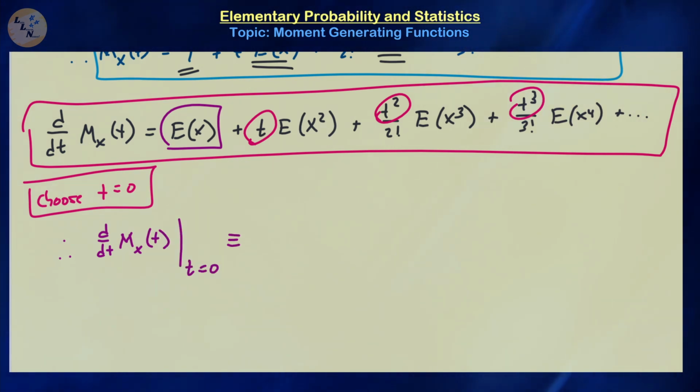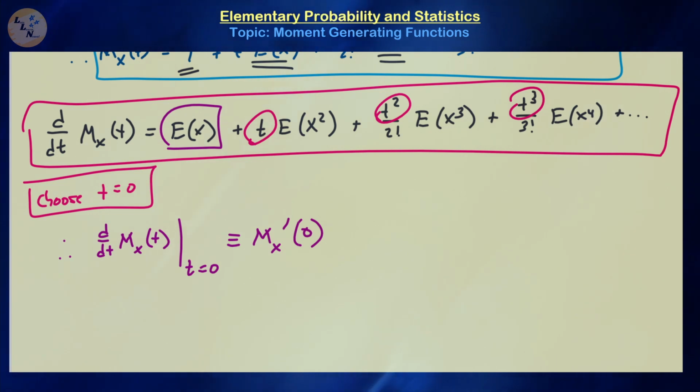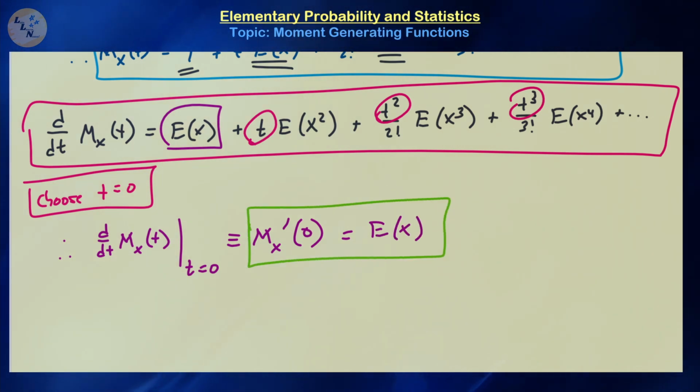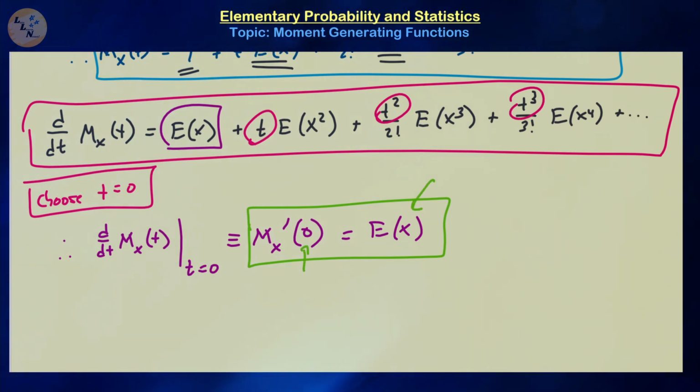And there's a nice way to represent this. This is just M_X prime of 0, right? So if you're in Desmos, you're just going to prime the moment generating function evaluated at 0, and this is going to give you the first moment. And keep in mind, this random variable is arbitrary, so it doesn't really matter what the variable is, but the first derivative of the moment generating function evaluated at 0 always is going to be the first moment.